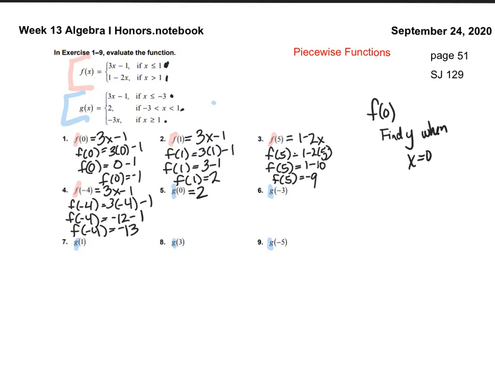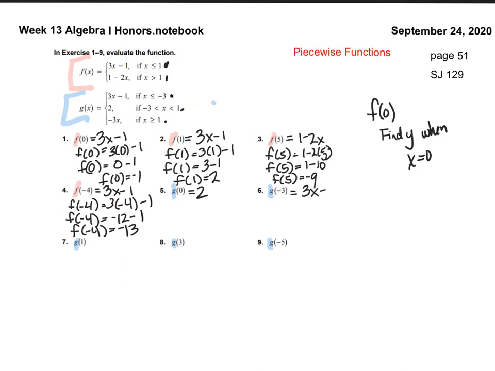That's the answer. When x is 0, y is 2. Let's look at the next one, negative 3. Where would negative 3 fall? Is negative 3 less than or equal to negative 3, between negative 3 and 1, or greater than or equal to 1? And I believe we all know it's less than or equal to negative 3.